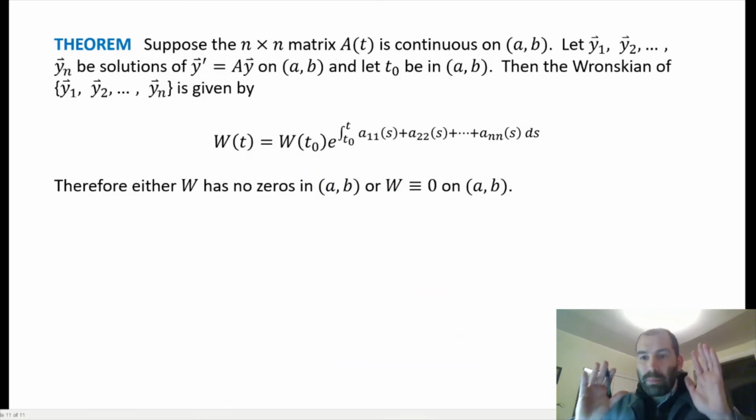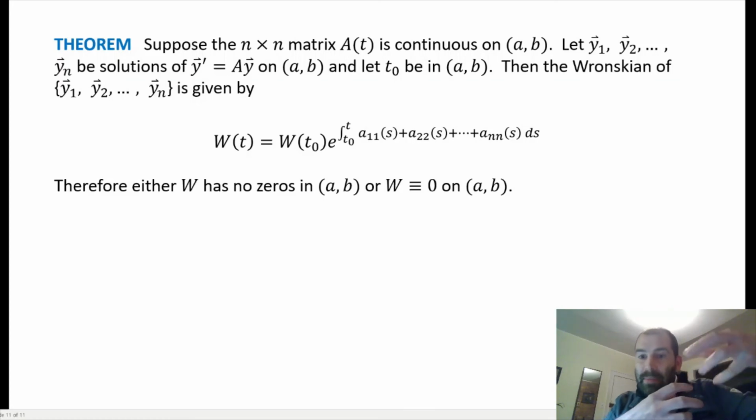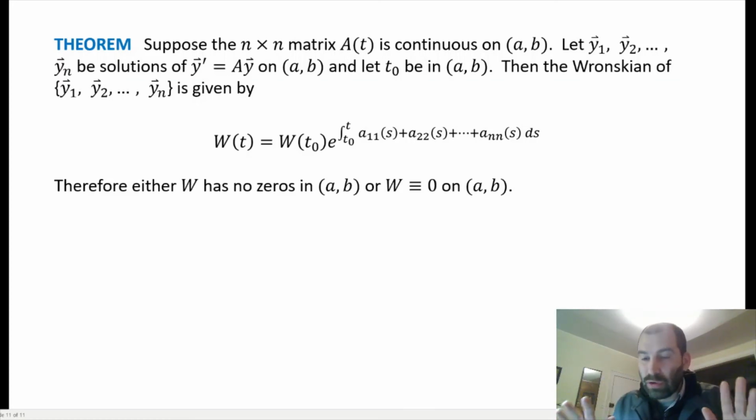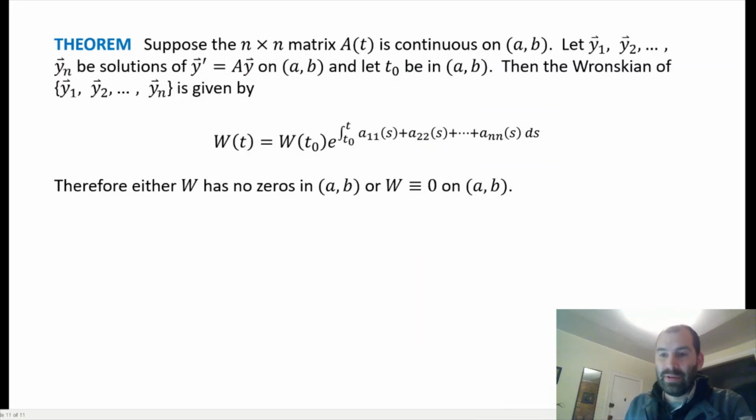But without this theorem, we might be worried that we start with a fundamental set of solutions, and they're all linearly independent. But as we change t, they might change and become linearly dependent. We don't know a priori that that couldn't happen. This theorem is saying that as long as we have continuity, it can't happen. If they start linearly independent, they have to stay linearly independent.